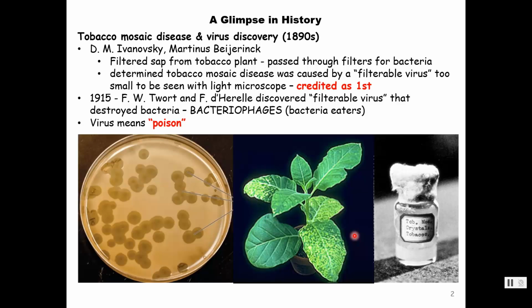In 1915, 25 years later, there were two men, Twort and d'Herelle. One is a Brit, one is a man from France. They were studying bacteria, and bacteria actually get viruses. When bacteria get viruses, they lyse the cells, and you can see these little blank spaces. We're going to find out that those are called plaques a little later in this lecture. They called them bacteriophages, which means bacteria eaters. Originally, that word virus meant poison. So that's just a little historical background on our study of viruses.